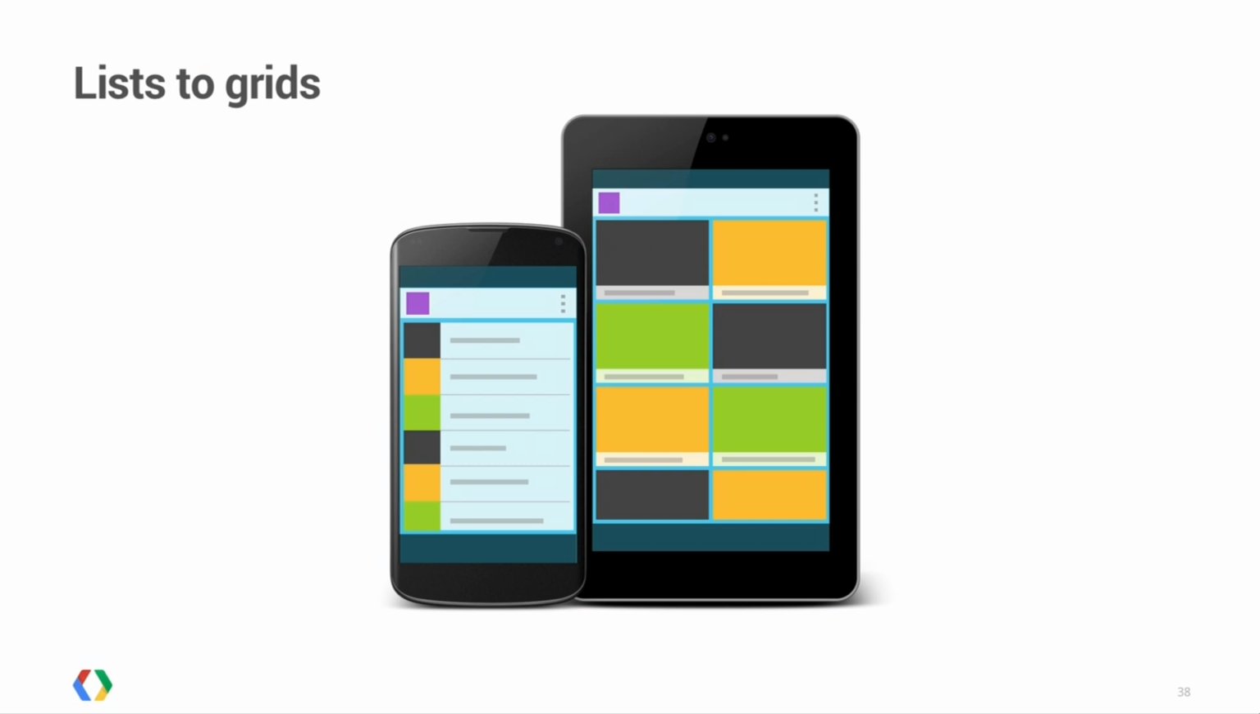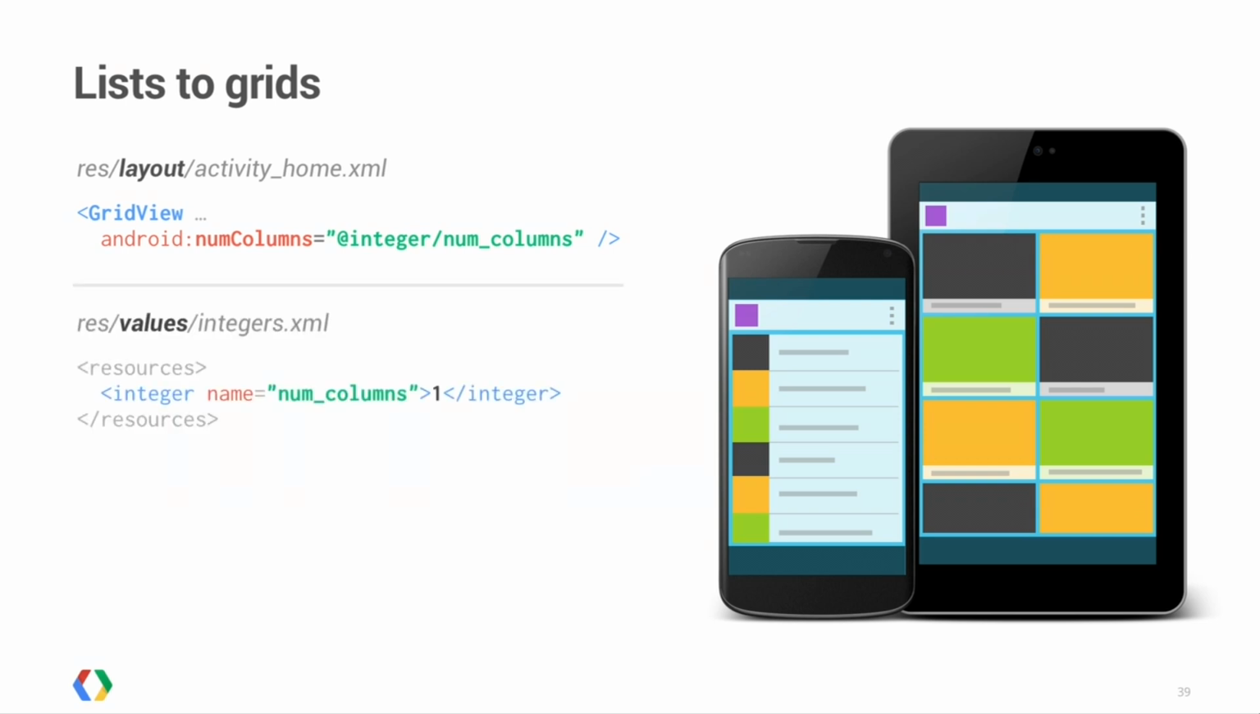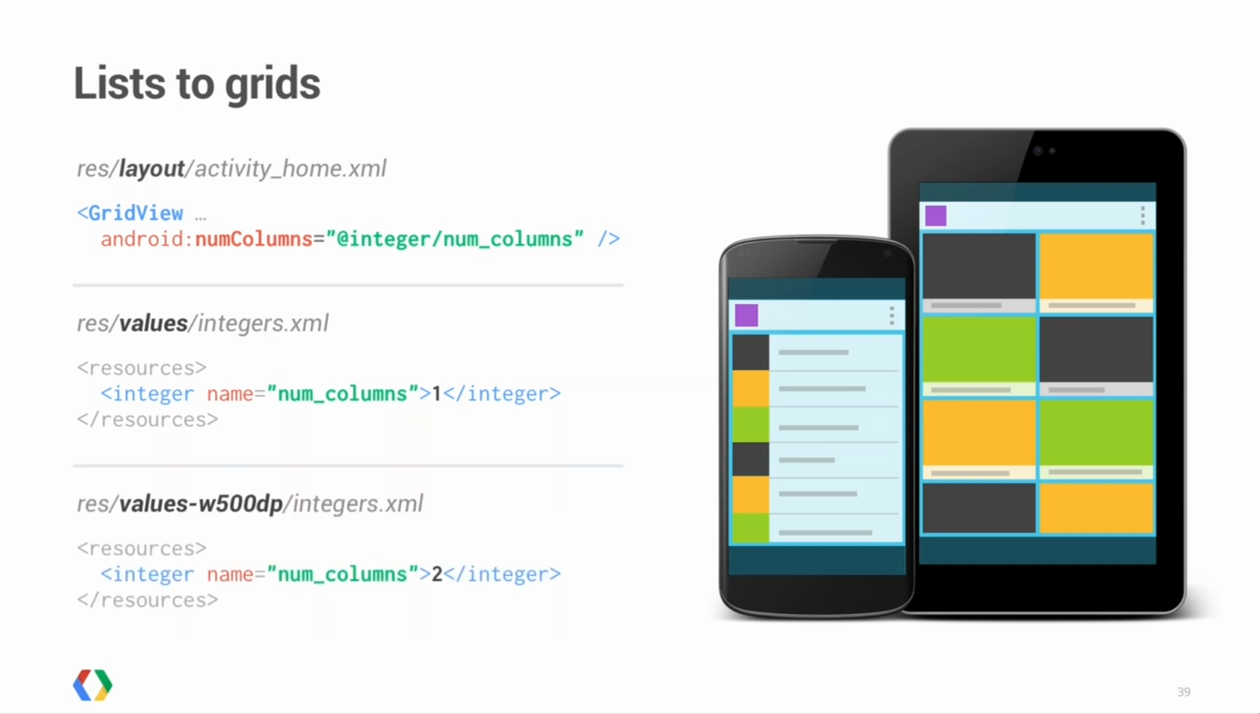So to build this kind of approach, instead of using a list view, you simply use a grid view in your layout. And then for the number of columns attribute, you reference an integer resource. So you can then define the number of columns it's going to use based on the size of the device. So by default, you can go into single column mode, which is going to give you the list view type representation. But then on larger devices, you can step up to 2 or more columns.